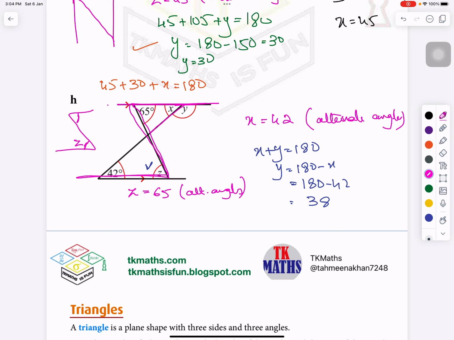In the next video, I will include triangle with polygon properties and with parallel line.